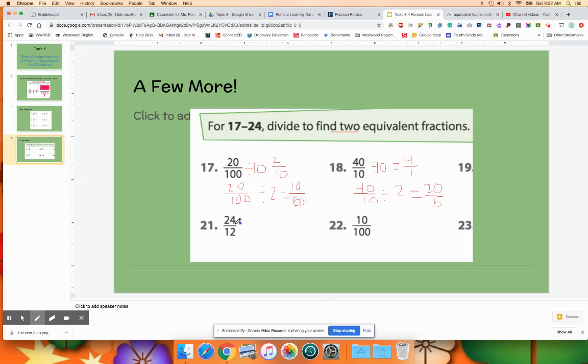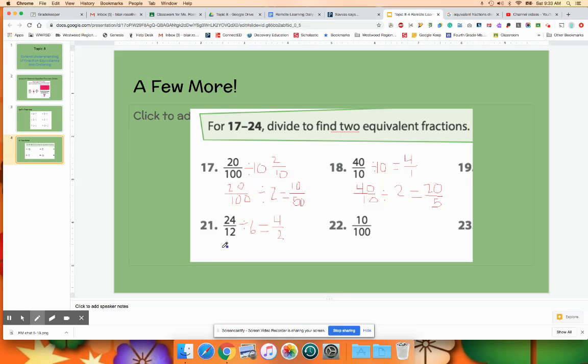All right, let's look at this one. 24 over 12, they're both even numbers, so I could divide them by 2. I also know they both have 6 as a factor. They both have 4 as a factor. They both have 3 as a factor. They both have 12 as a factor. So I have a lot of options here. Let's go with 6. I'm going to divide the top and bottom by 6. 24 divided by 6 gives you 4. 12 divided by 6 gives you 2.